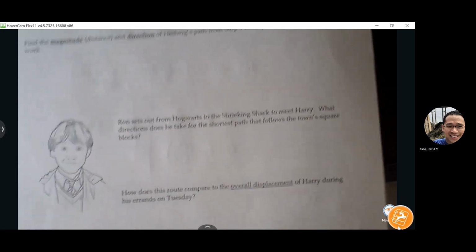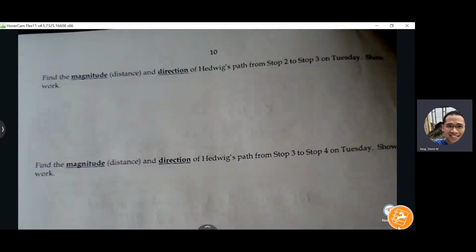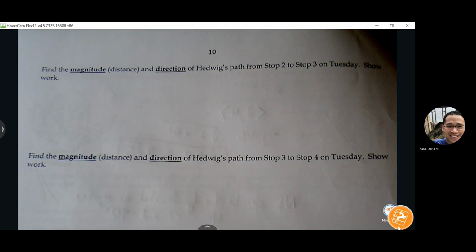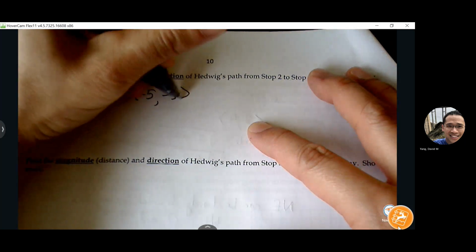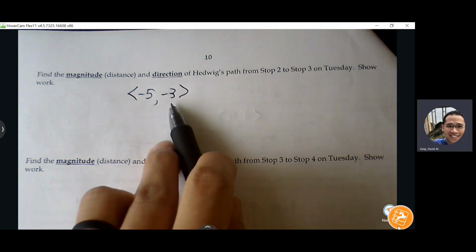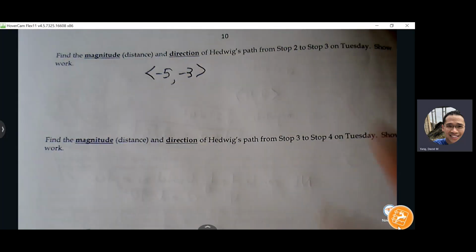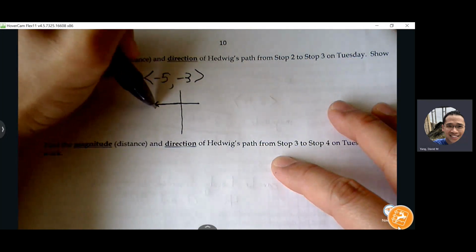Okay, next page, page 10. Find the magnitude and direction of Hedgewick's path from stop 2 to stop 3. So looking back, stop 2 to stop 3, 5 blocks west, 3 blocks south. So -5, -3 is my component form. Okay. Which quadrant would that be in? Yeah, third quadrant.